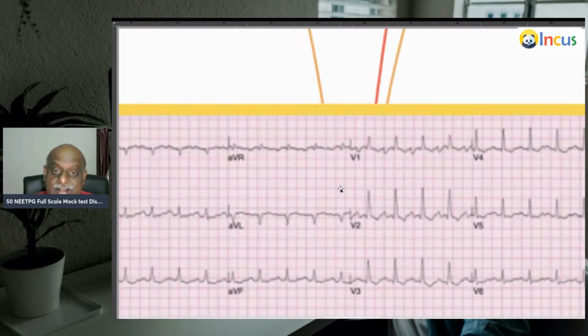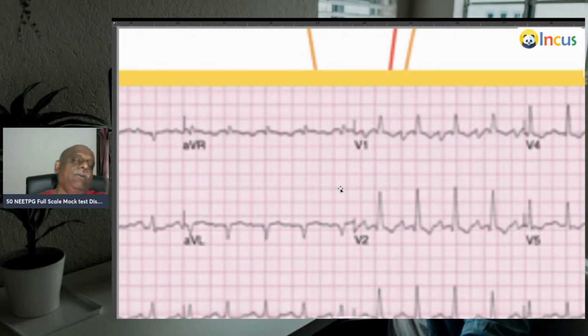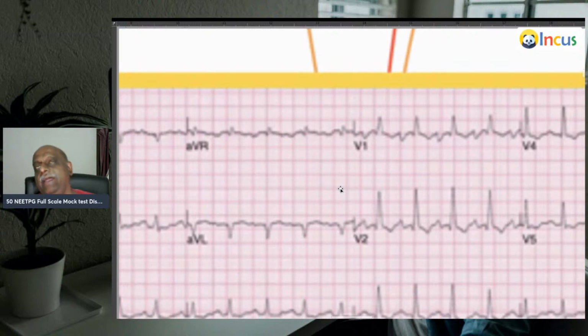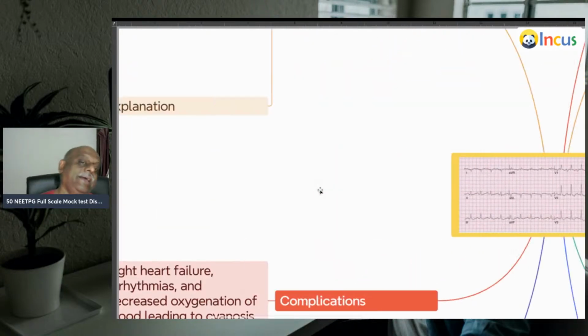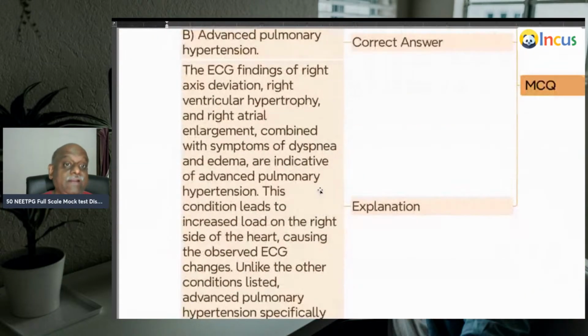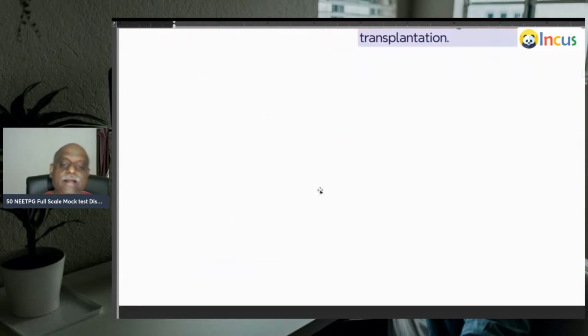But if the right-sided lead is showing a prominent R wave, means something is wrong. What is that problem? Typically, whenever there is right ventricular hypertrophy.